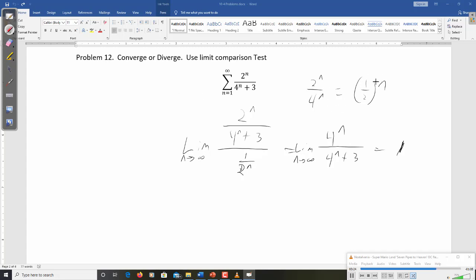I didn't actually indicate what this will be, though. Let's see, that is not a p-series because it's not 1 over n. If it were 1 over n squared, it would be a p-series. This is a geometric series. And because its common ratio is less than 1, convergent. Convergent by LCT.